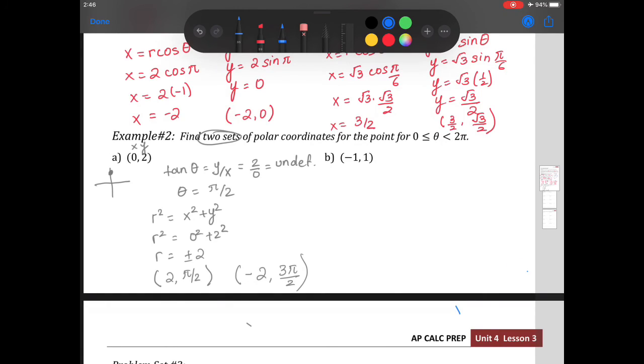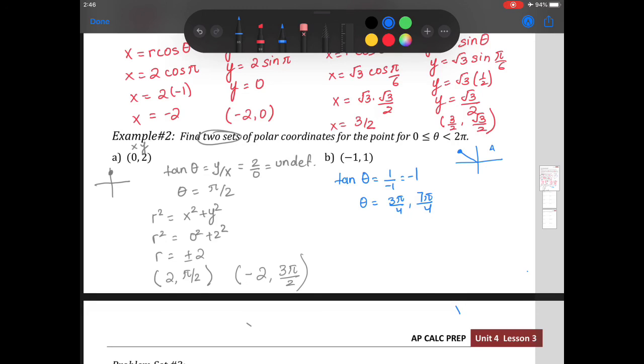Letter B: (-1, 1). Where is (-1, 1)? It's somewhere in the second quadrant. That gives you an idea where your angle would be also. Let's start with the angle. Tangent theta is y over x, which is 1 over -1, which is -1. For what theta value is tangent -1? Theta is going to be 3 pi over 4 and 7 pi over 4.